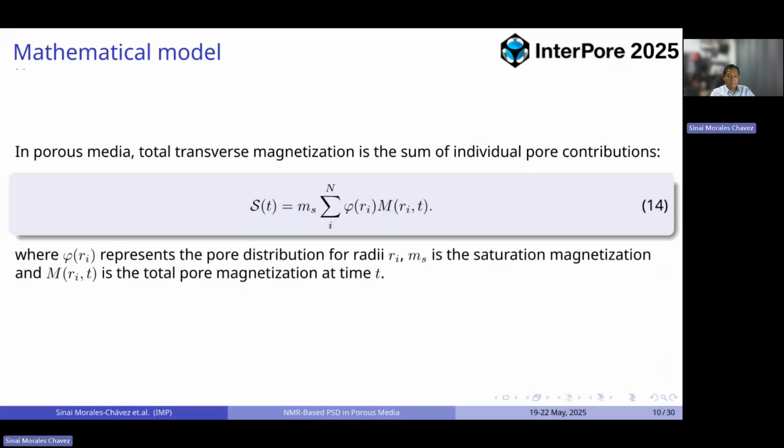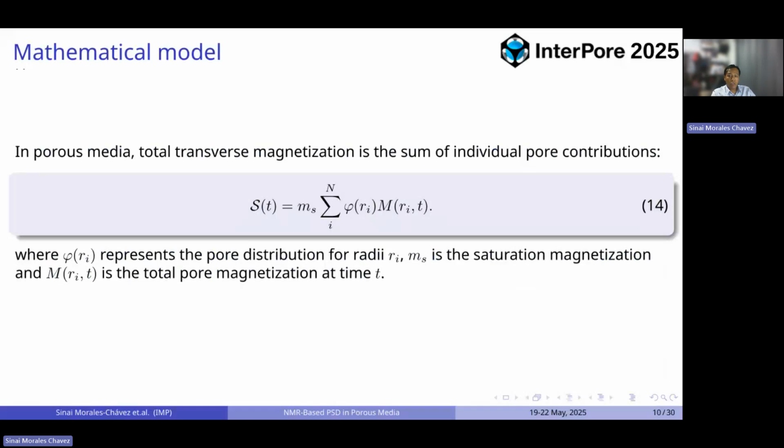Here, phi is the pore size distribution function, which reflects how many pores of radius Ri are present, and capital M is the total magnetization for a single pore of radius Ri at time t, as computed in the previous slide, and Ms is the saturation magnetization. This formulation forms the forward model that connects the unknown PSD to the measurable signal.